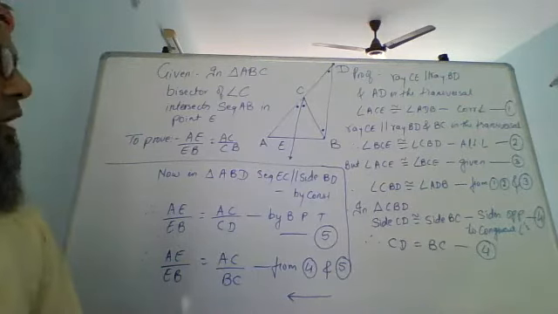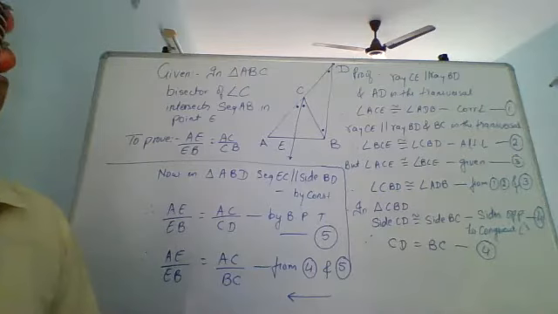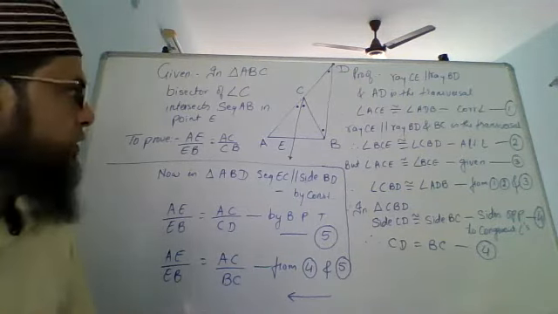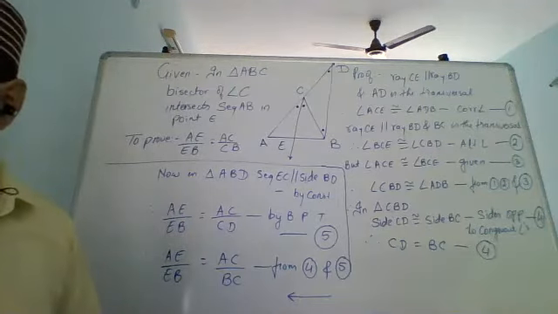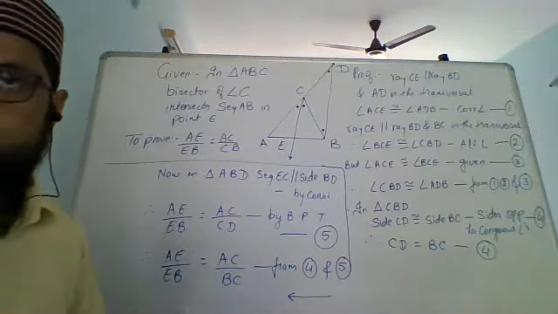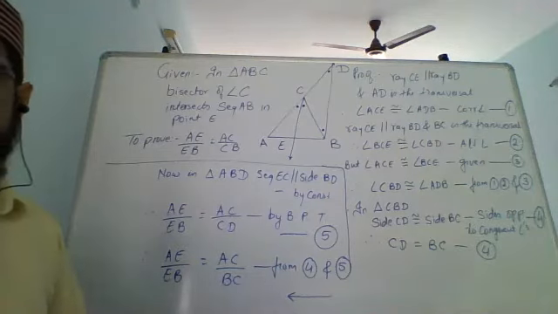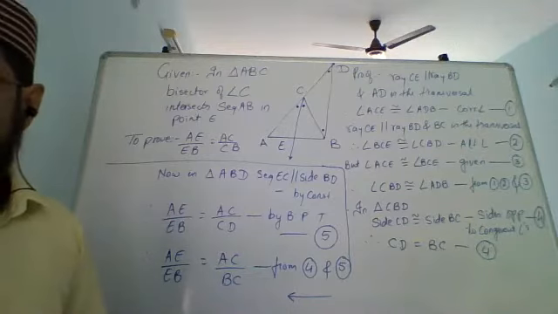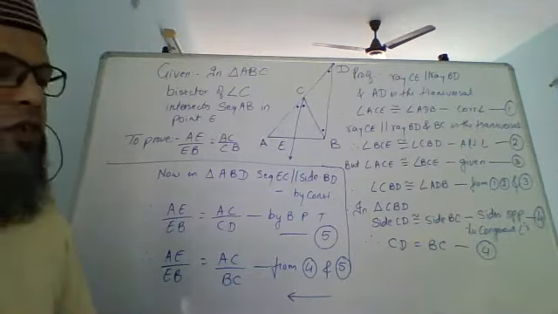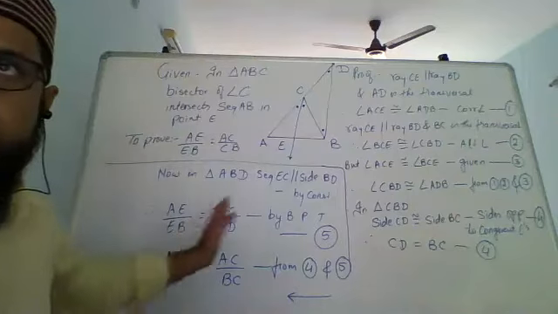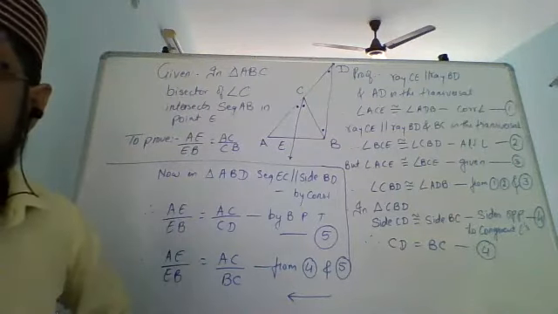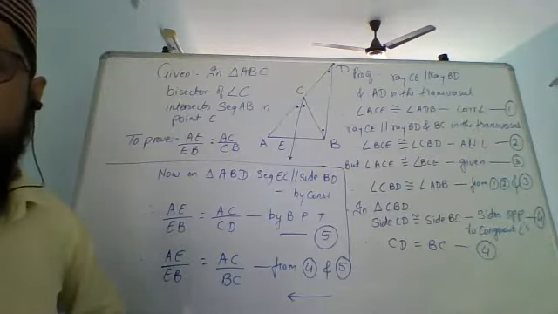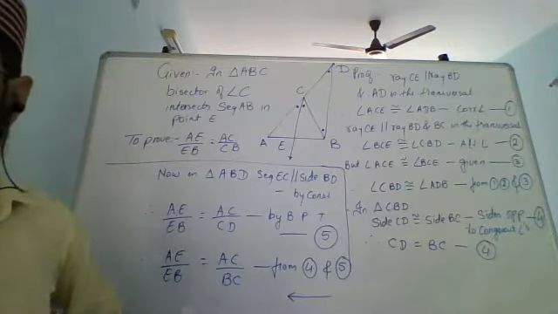Now, as I was saying, every point on the bisector of an angle is equidistant from the sides of the angle. If you want, you can write this down. Before that, first write down the converse of BPT, which is the converse of the angle bisector theorem, so that it is related. Write down converse of angle bisector theorem.